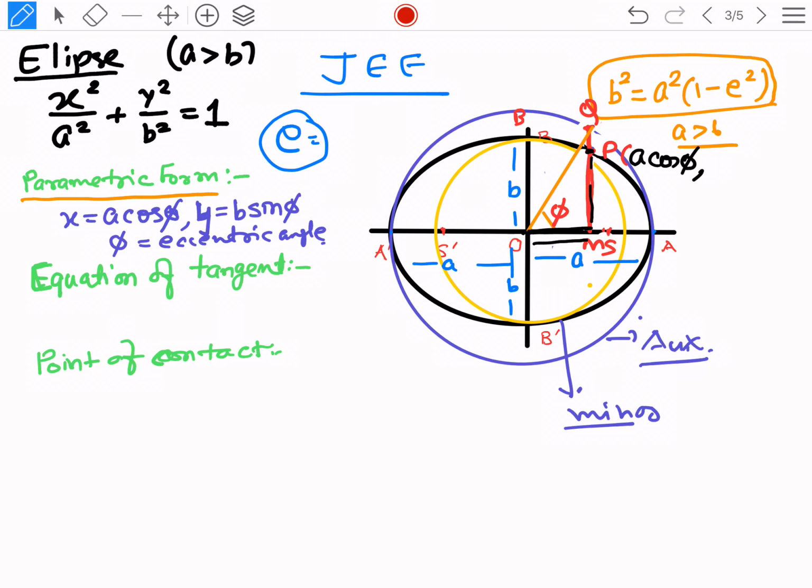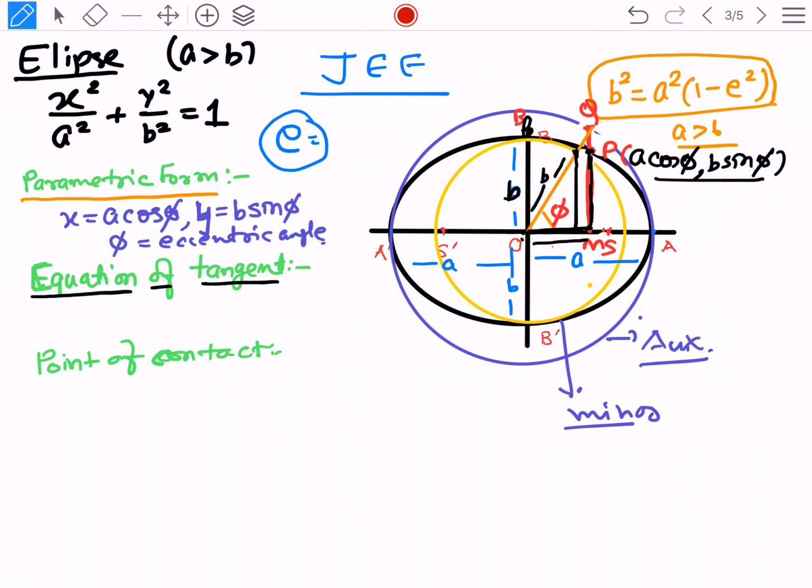But how will we find the y-coordinate for this? Actually, this point P and this length are equal, and OB is b, therefore this value which we have drawn is also b, so it will be b sin phi. Actually this is the way to find the parametric form of ellipse. So the parametric form will sometimes be applicable and useful to solve any problem.